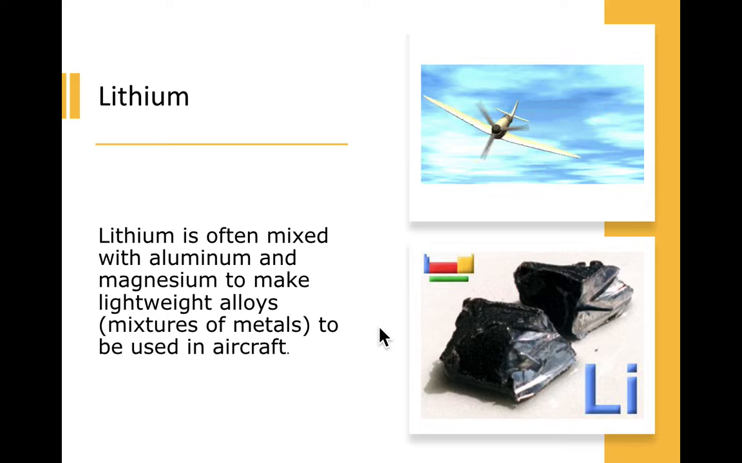So let's look at lithium, okay? Just a little background about lithium. Lithium is often mixed with aluminum and magnesium to make very lightweight alloys, mixtures of metals, to be used in aircraft. Lithium is really the lightest metal on the periodic table.